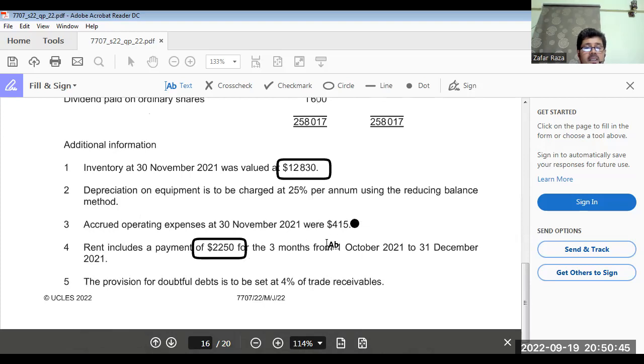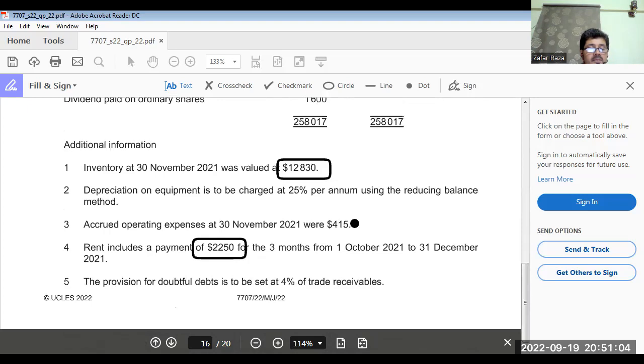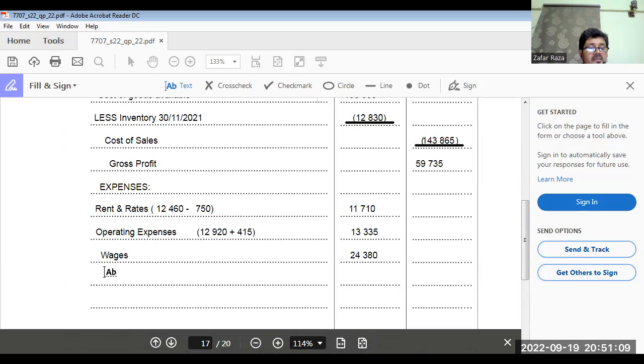Depreciation on equipment is 25% using reducing balance. So what we have to do? Equipment at cost 40,000 minus provision 17,500, multiply by 25%, 5,625. So we report depreciation over here, 5,625.